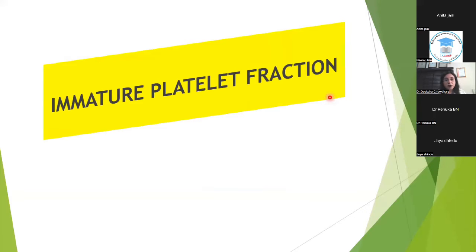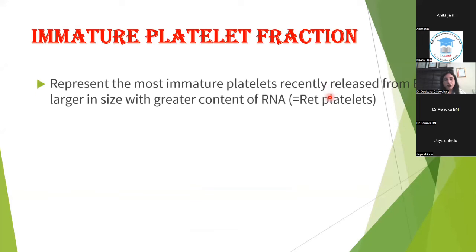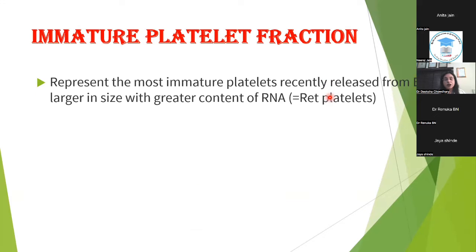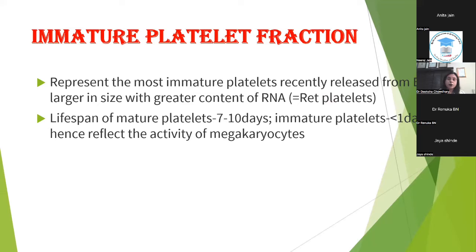So last of all, we come to immature platelet fraction. Now, immature platelet fraction represents the most immature platelets recently released from bone marrow. They're larger in size with greater content of RNA. That's why they are also called as reticulated platelets. The lifespan of mature platelets is 7 to 10 days, while that of immature platelets is less than 1 day. And hence it reflects the activity of megakaryocytes.